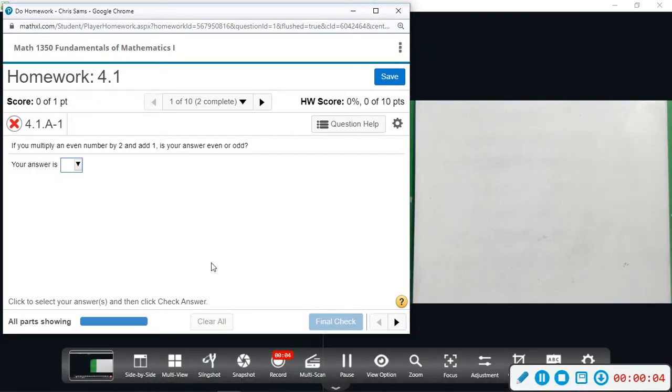Alright, so chapter 4 is going over rules of divisibility. We have 10 of them. Number 1 says, if you multiply an even number by 2, add 1, is your answer even or odd? So any number that we multiply by 2 will result in being even, and then when we add 1, that will make it odd. So this is going to be odd.